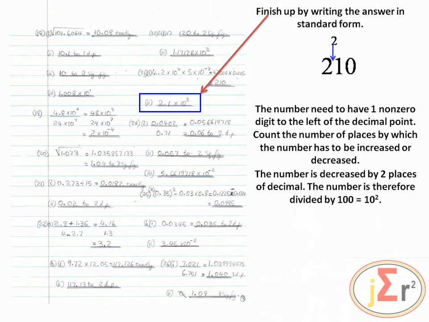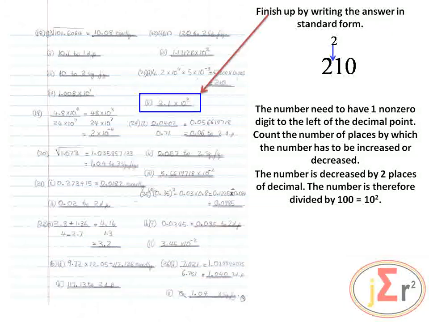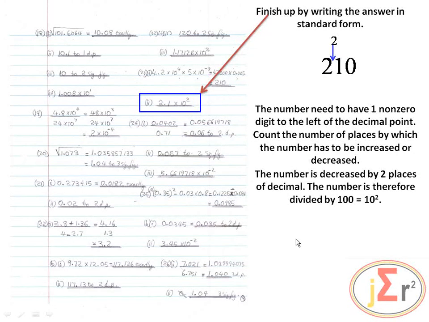The number is decreased by 2 places of decimal. The number is therefore divided by 10 to the power of 2, or the equivalent is 100. And how do we know that we have a reduction? Because we have all of 210 here. All we have here is 2.10. Therefore, there is a reduction.